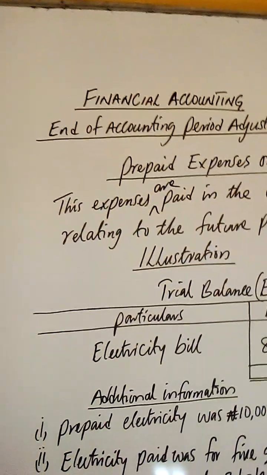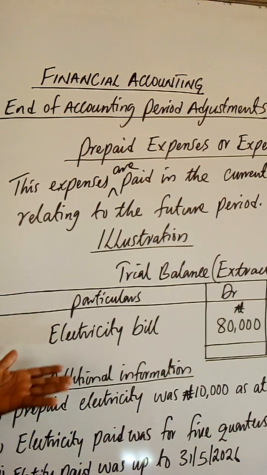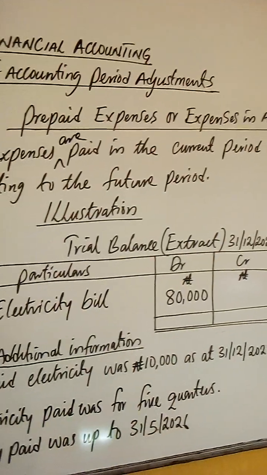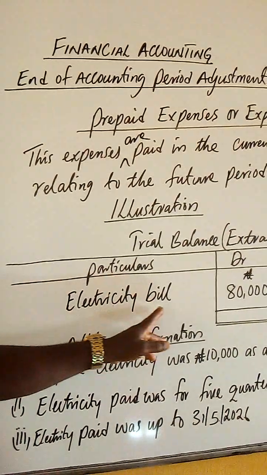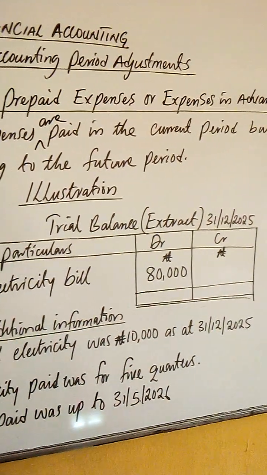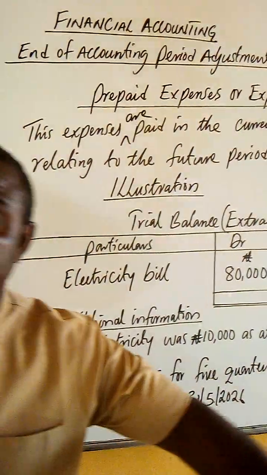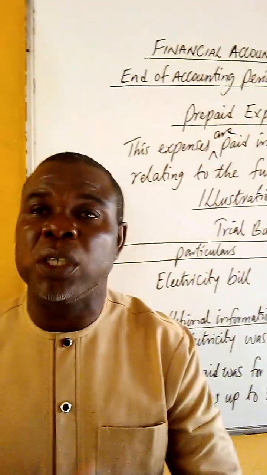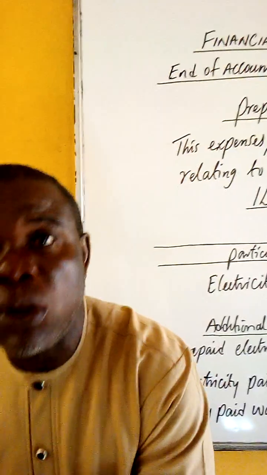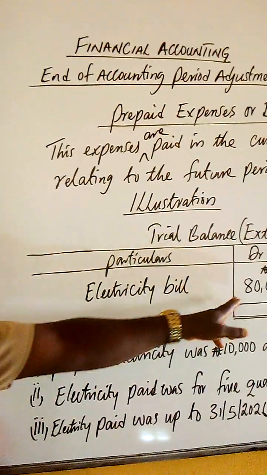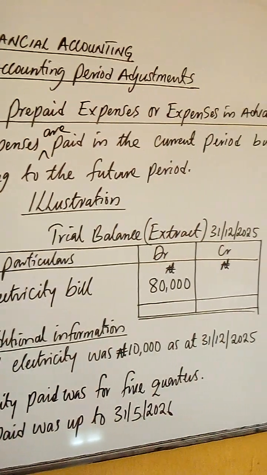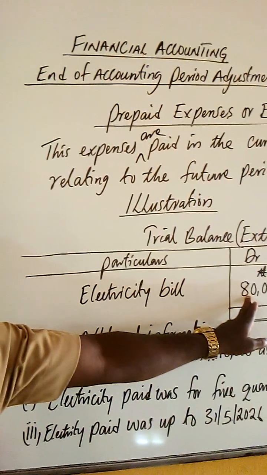So how do you handle prepaid expenses? First, let's look at what is called a trial balance extract as at 31st July 2025. This is how a question will appear, whereby we see electricity bill. Electricity bill was paid 80,000. If you see this amount, this is the actual amount that was paid, posted in the ledger. It means it was either paid by cash or by cheque, and the account was balanced, and the balance brought down was taken to the trial balance. So if you see this amount, it means the actual amount that was paid by the business during the normal accounting period. So this is the 80,000 that was paid by the business.